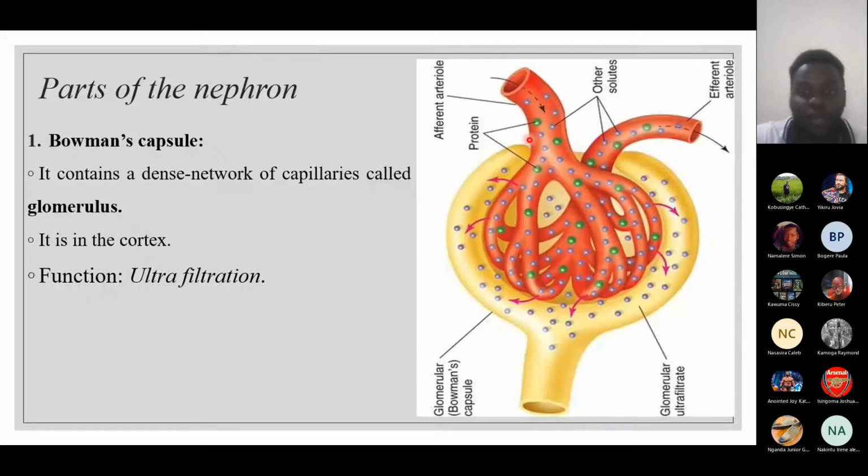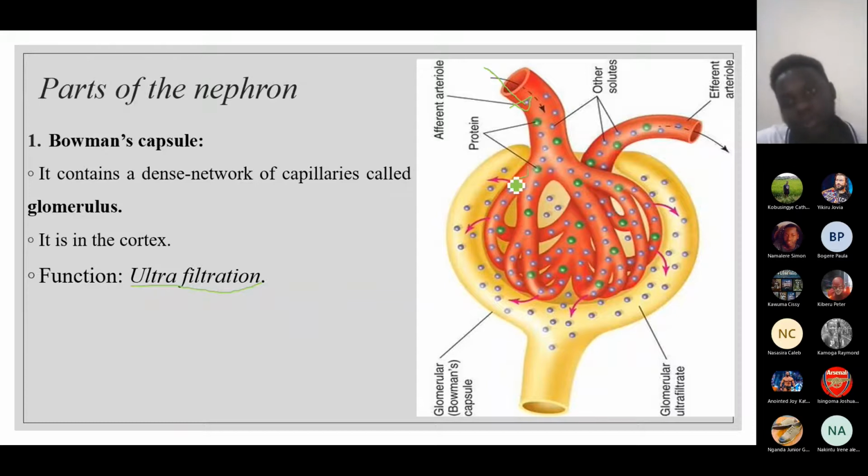And then we talked about the parts of the nephron and their function. With the Bowman's capsule, the function is ultrafiltration. Ultrafiltration, which I said last time is to filter by pressure. Yeah, ultrafiltration is filtration by pressure. And I explained that blood comes in through the afferent arteriole, which is larger in diameter than the efferent arteriole. And then when it comes here, it is going to squeeze itself through the small lumens of the capillaries here of the glomerulus.